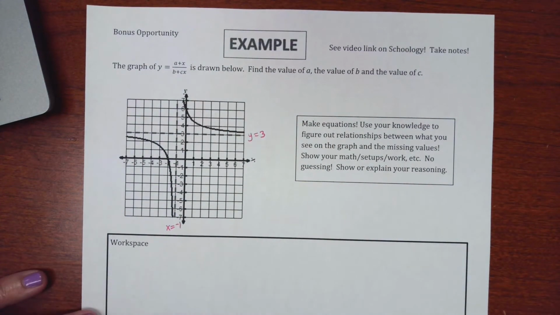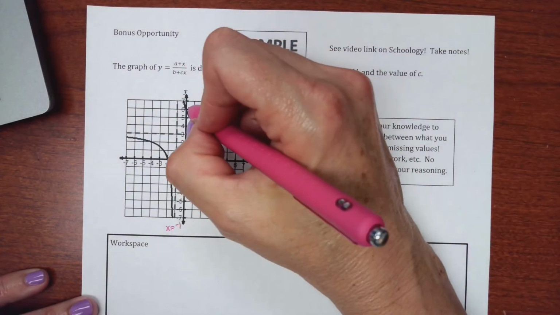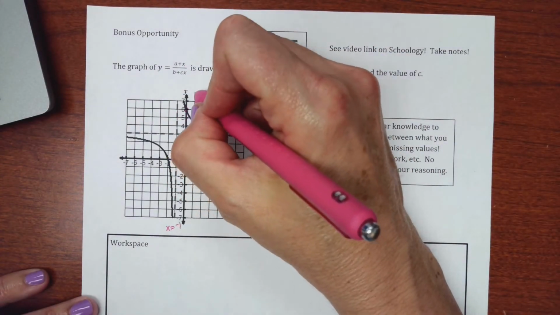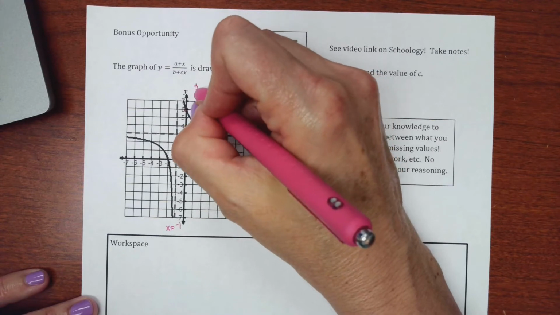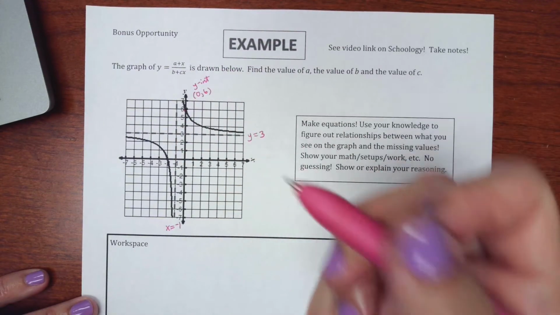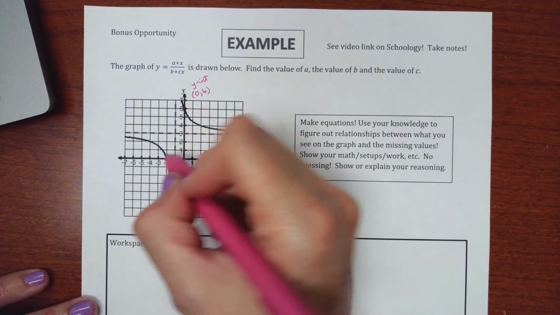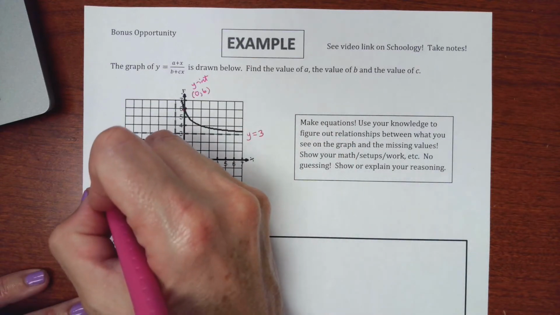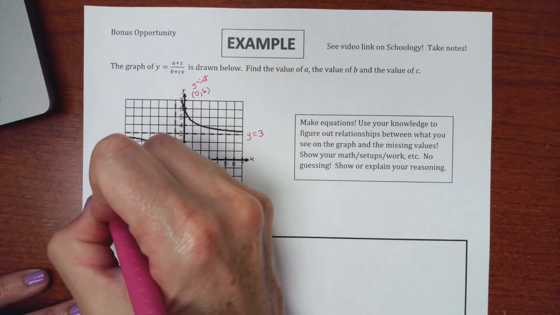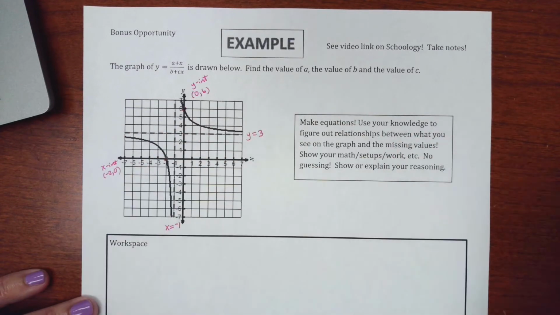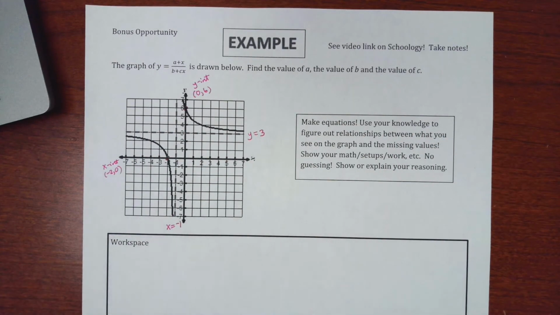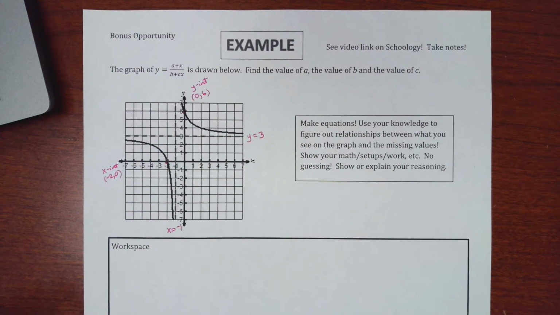Other than that, from this graph, I can see a y-intercept here at 0, 6. That's my y-intercept. And then I can see an x-intercept here at -2. So x-intercept at -2, 0. And nothing else much going on. So first of all, pick out the things that you know.